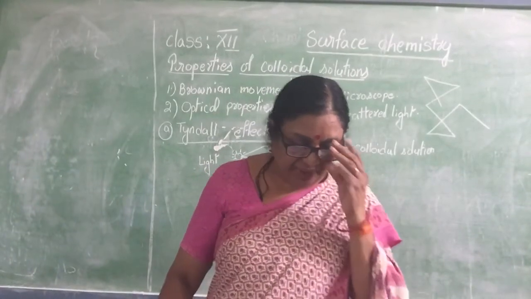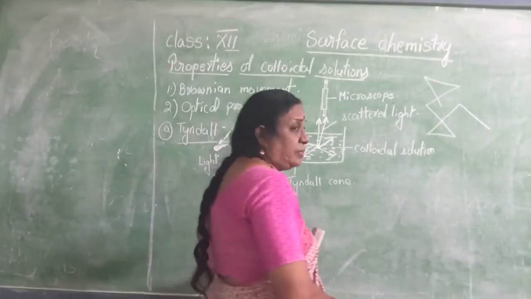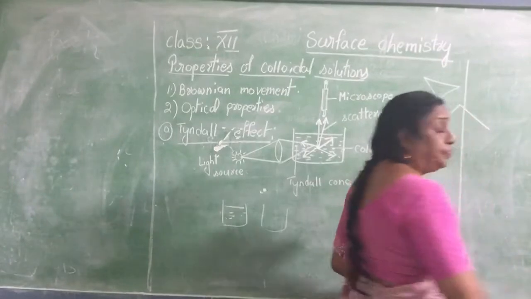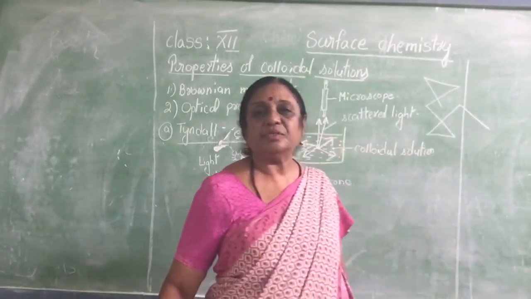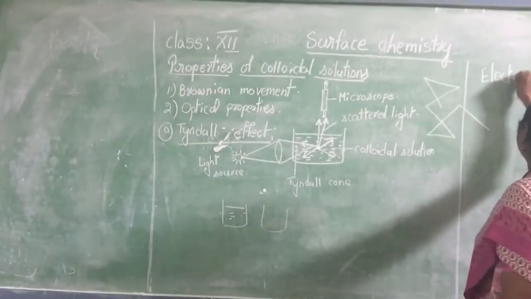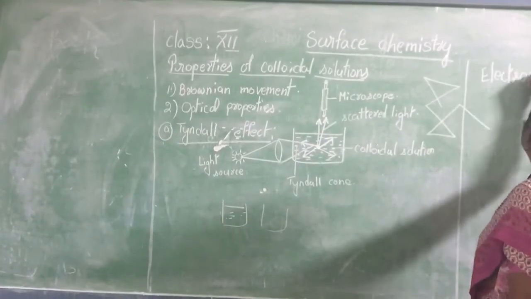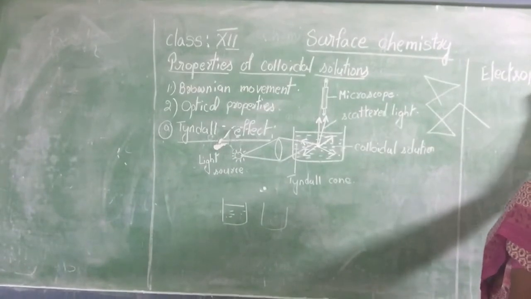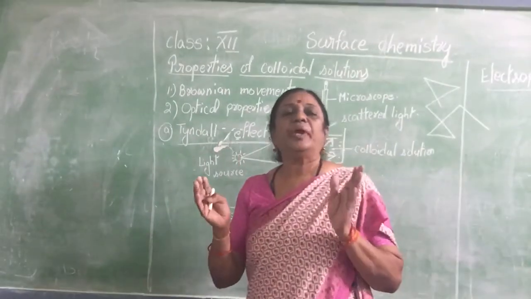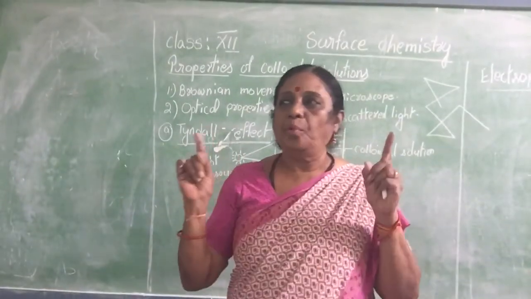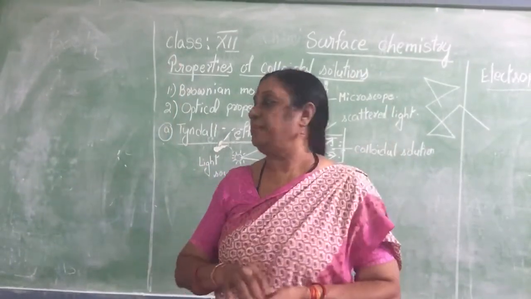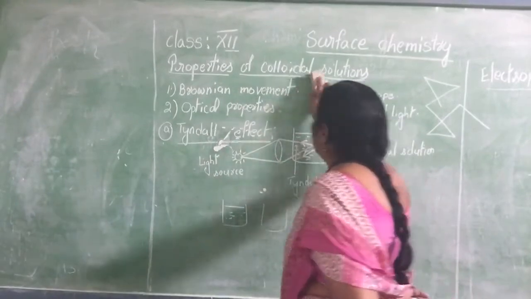Now next, children, electrical properties. Electrical properties may be studied by electrophoresis or cataphoresis. What is that? Now children, we have to take a U-shaped tube. On both sides of the limbs of the U-shaped tube, 2 electrodes are fitted.